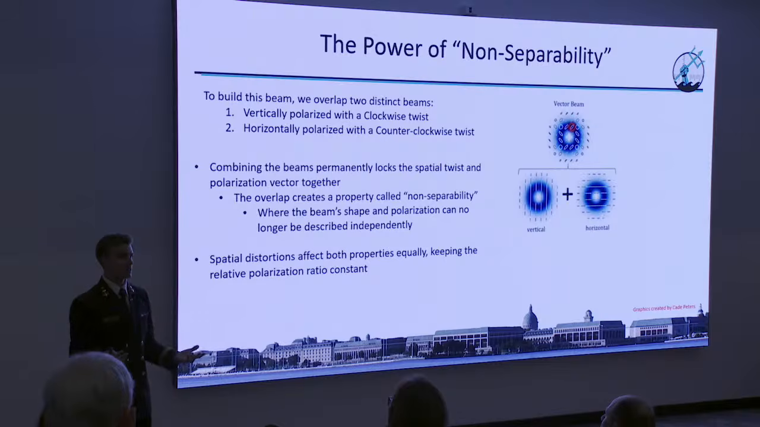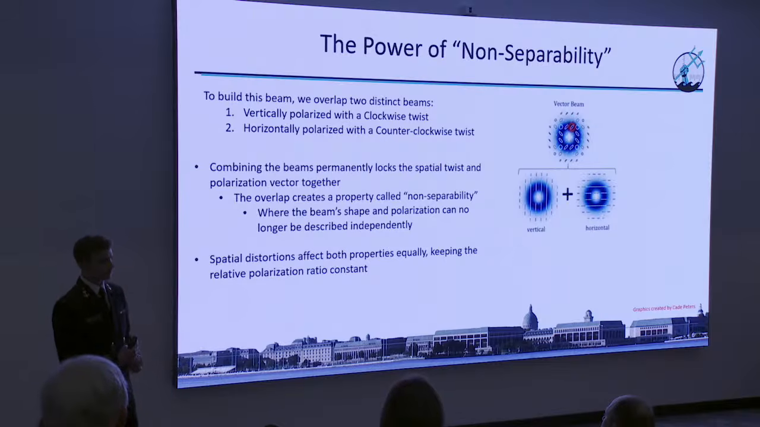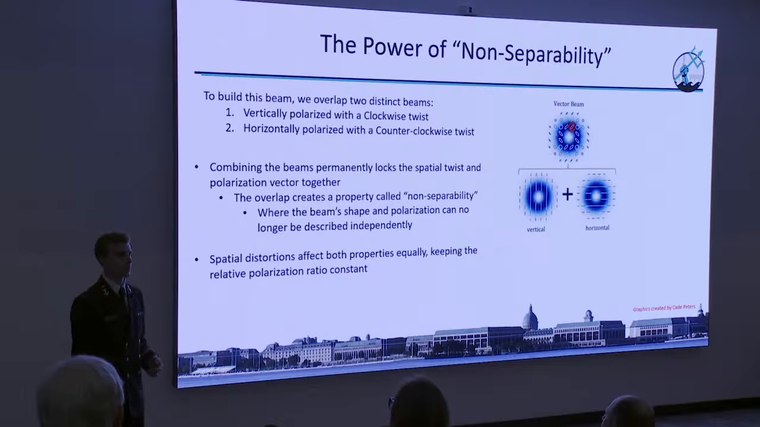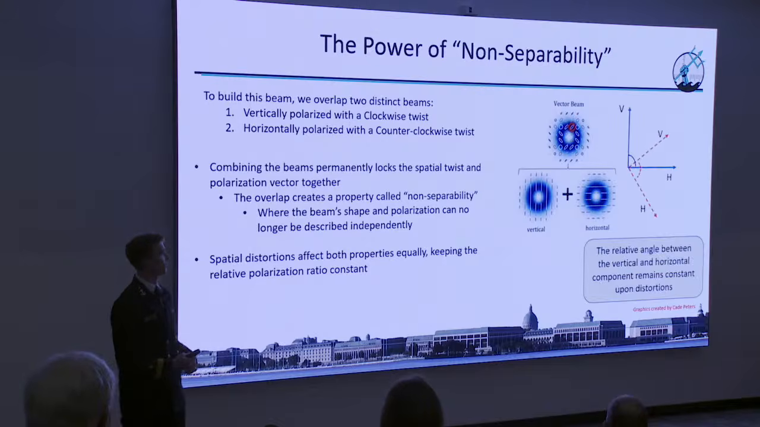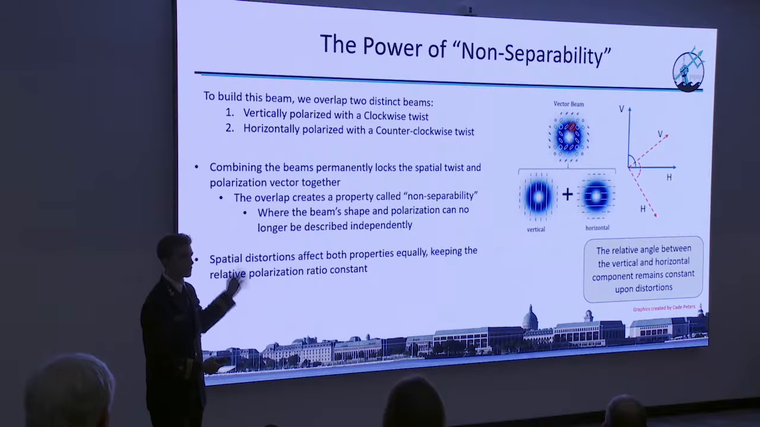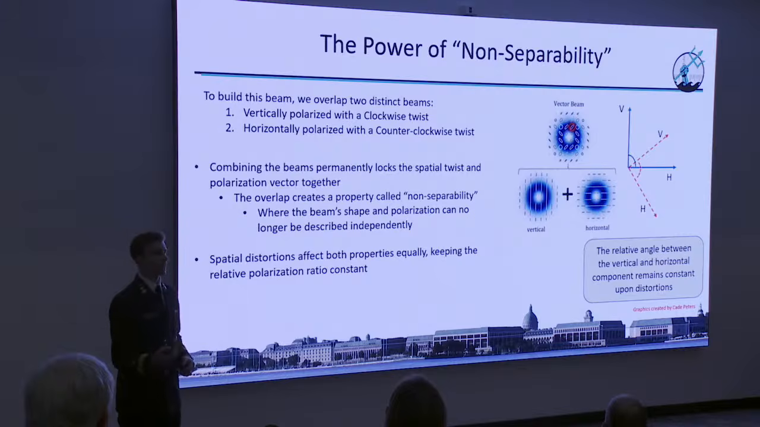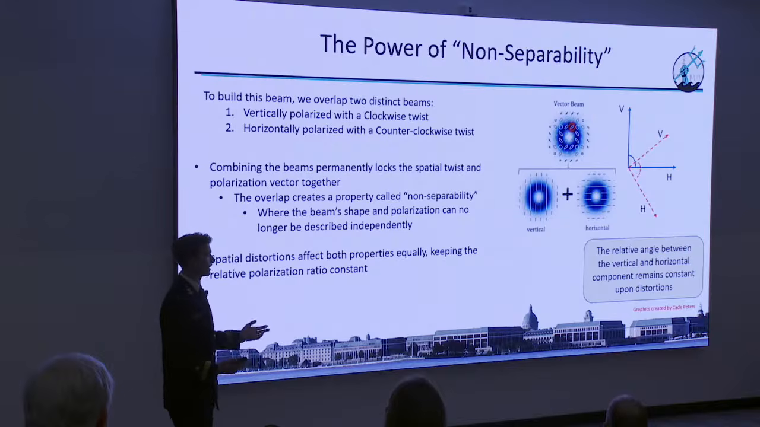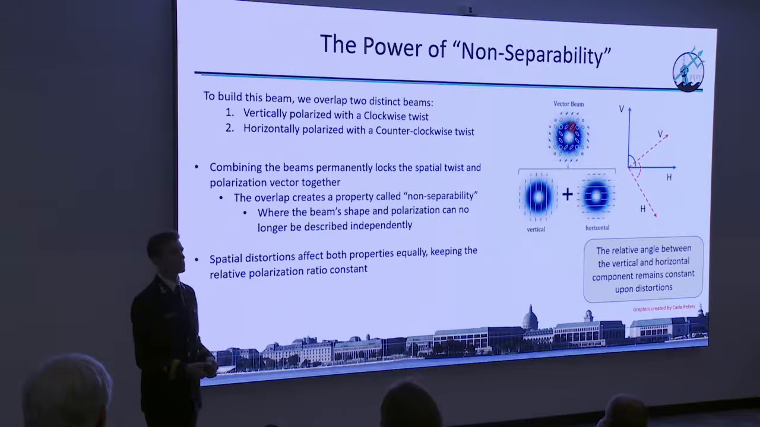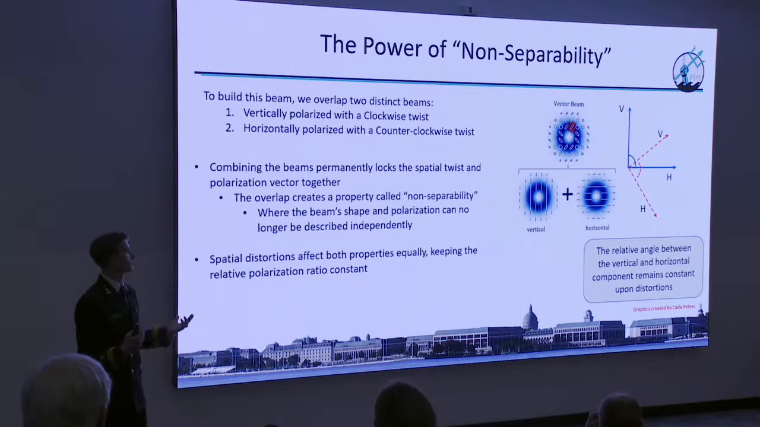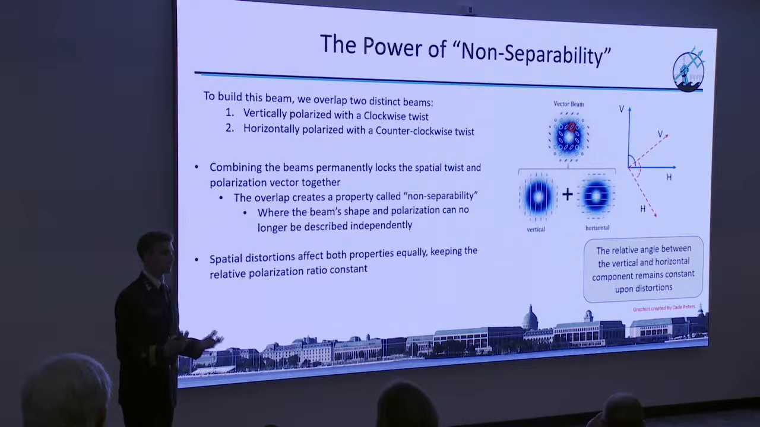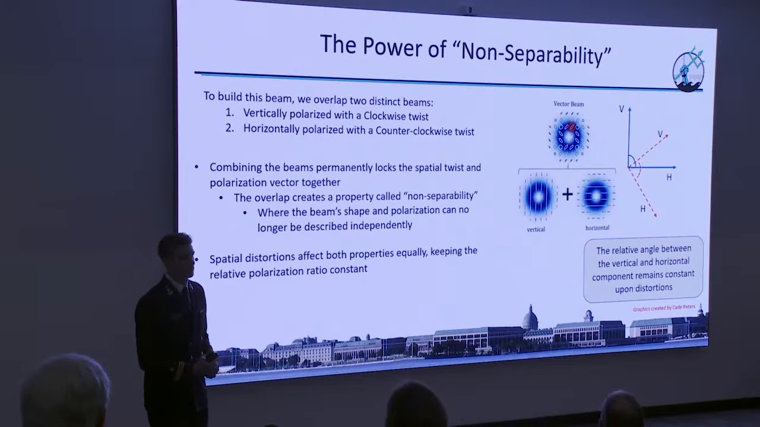And the theory behind this is that when we distort the beam through our turbulence, it affects both properties equally. It affects the spatial state of the beam as well as the polarization at the same time and at the same rate. If we think about it as having a vertical polarization and a horizontal polarization, the relative angle between the two at this point is 90 degrees. And if we distort the beam, and in this case we're just rotating it, so it looks like that red dotted line, the relative angle between the two branches of polarization is still the same. And because that angle is the same, in theory, our degree of polarization should also be the same.